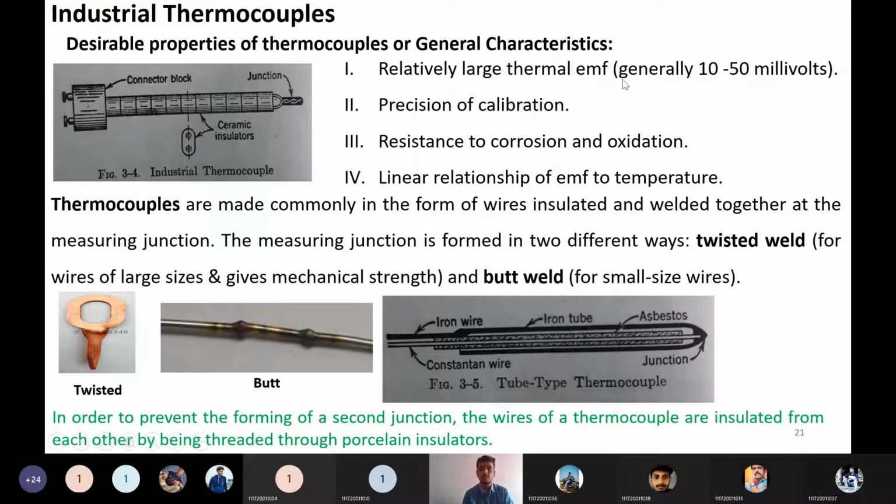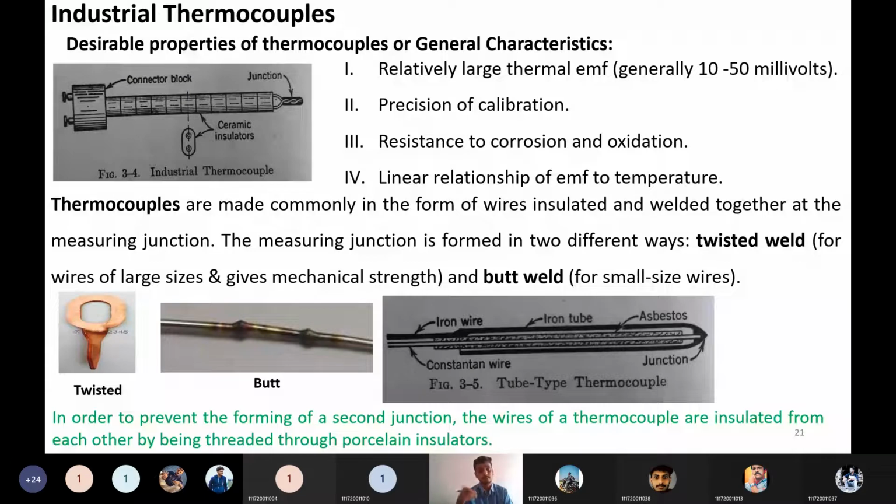The next one is resistance to corrosion and oxidation. Usually the environment in the industry will be corrosive, or the oxygen levels are very high. Depending on the availability of oxygen, we have to choose what type of construction material to use. Otherwise, oxidative corrosion or dry corrosion can happen. So this industrial thermocouple should offer resistance to corrosion, oxidation and also contamination in order to have a long life.